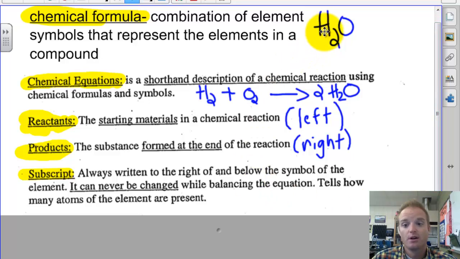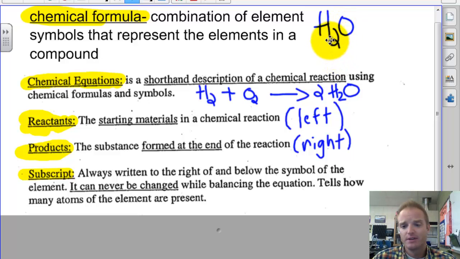If you go back up here to our water molecule, H2O, there's always 2 hydrogen and there's always 1 oxygen atom in a molecule of H2O. So that can never be changed. If we do, we change the chemical properties, and now it's something totally different. So we cannot change the subscripts. They have to stay the same.